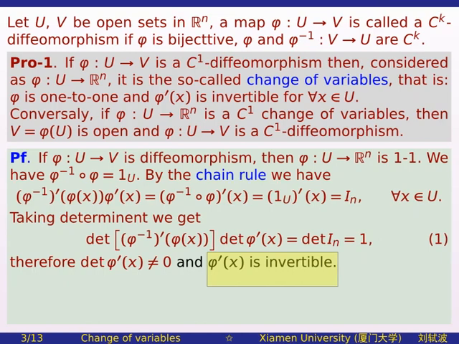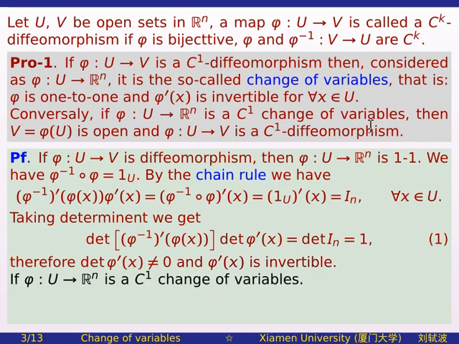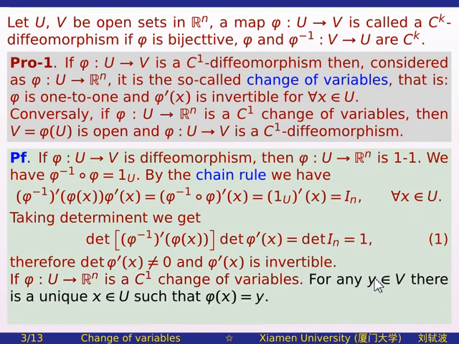Okay. Conversely, suppose phi: U → Rn is now a C1 change of variable. We will prove that by a suitably chosen V, phi is a diffeomorphism between U and V. So for any y in V, where we take V to be the image of phi, there must be an x in U so that phi(x) equals y.